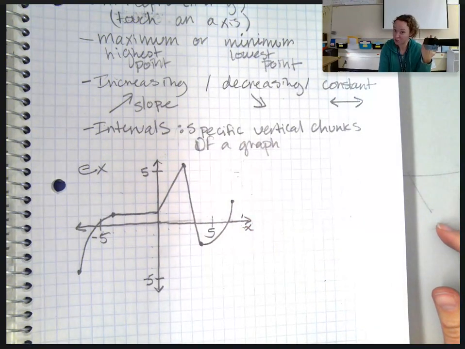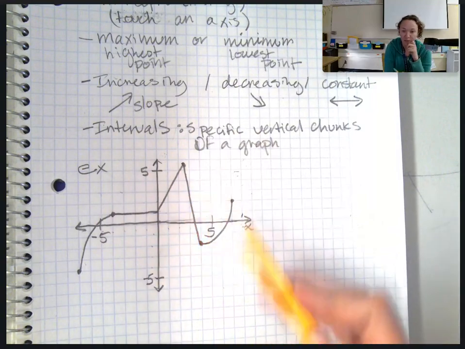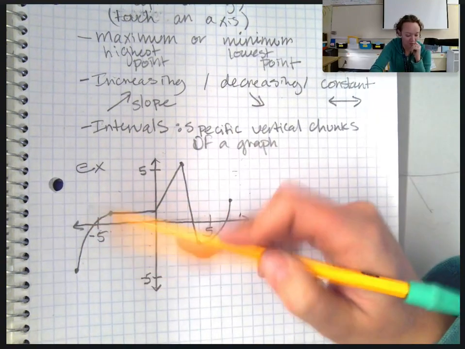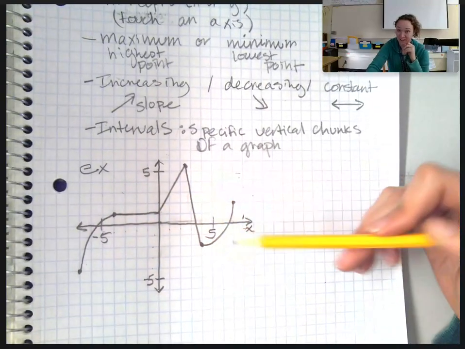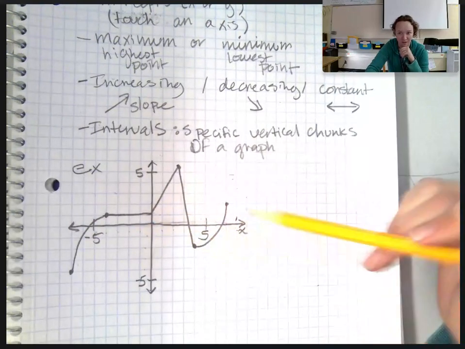Is this graph a function? Yeah, right? There doesn't ever overlap on itself. There's no two y values for the same x value. Is it linear? No. There's linear sections of it, but the whole thing is not linear.